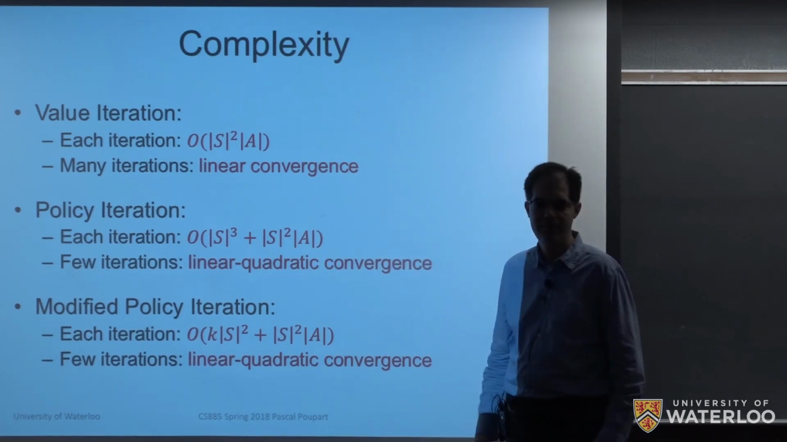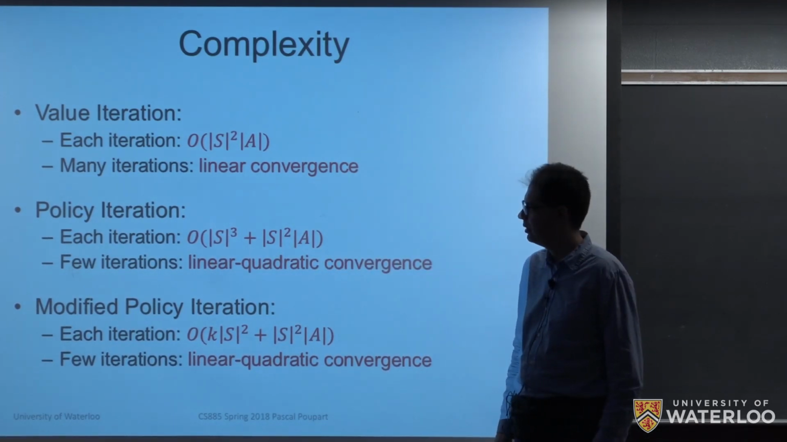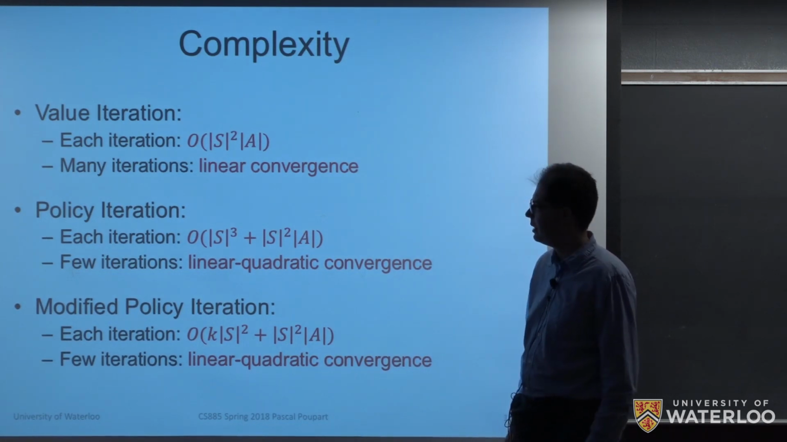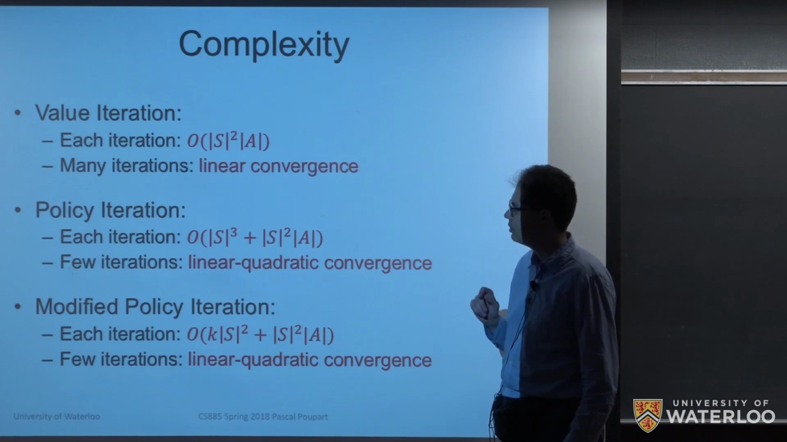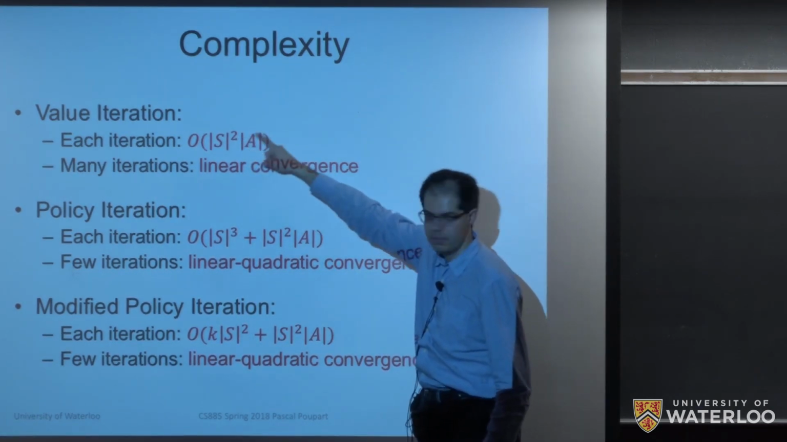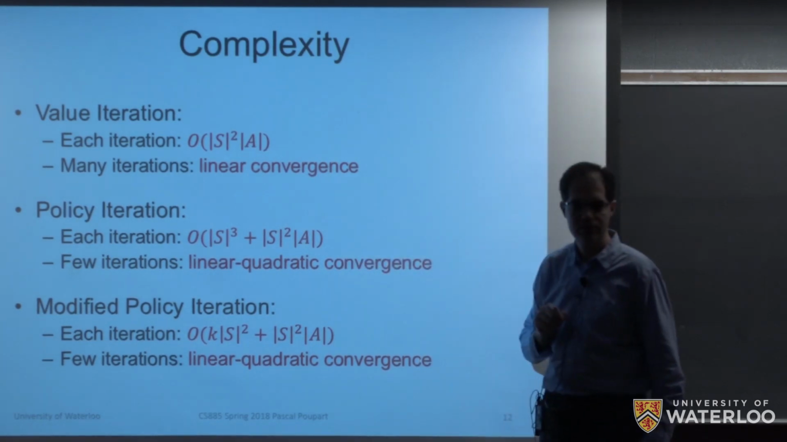Yeah? But in value iteration, we also need the max over action. Yeah, so we also have the max over action in value iteration. So that's why here there's a complexity that's with respect to the number of actions.